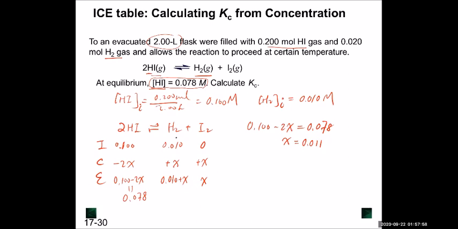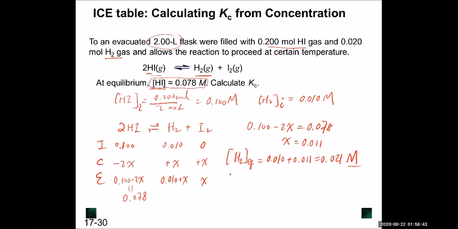Once you solve it, then the whole ICE table is solved. For example, for H2, the equilibrium concentration should be the initial plus x, and x we just solved. So the amount is 0.010 plus 0.011. That's the equilibrium concentration for the product, H2. And the unit is M. This is molarity, so don't forget units.